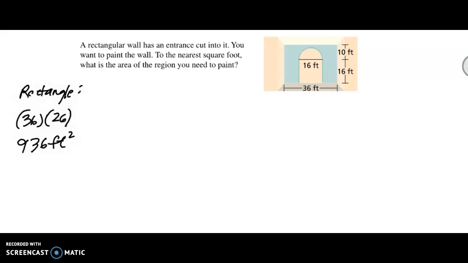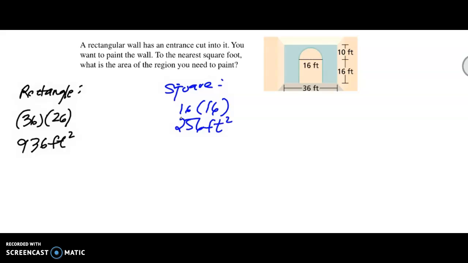But an entrance is cut into it. So what's the shape of the entrance? The shape of the entrance is a square and a semicircle. So how do I know that this is a square? Because this one is 16 and this one is also 16. So you have to subtract that one. So let's write, square is 16 by 16. So that's equivalent to 256 feet squared.